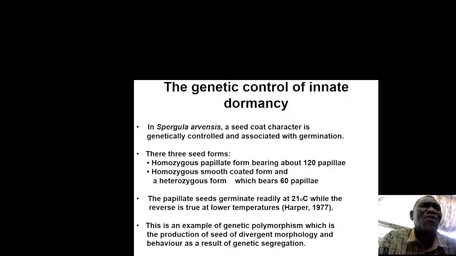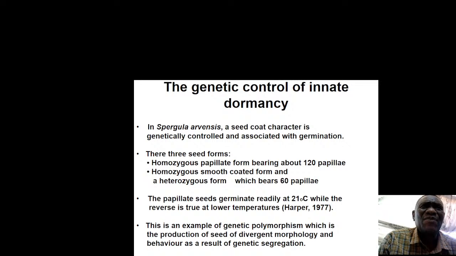You have a homozygous papillate form bearing 120 papillae. Then you have a homozygous smooth form, and a heterozygous form with 60 papillae. So there are three types. It is those with the papillate seeds which can germinate readily at around 21 degrees Celsius.